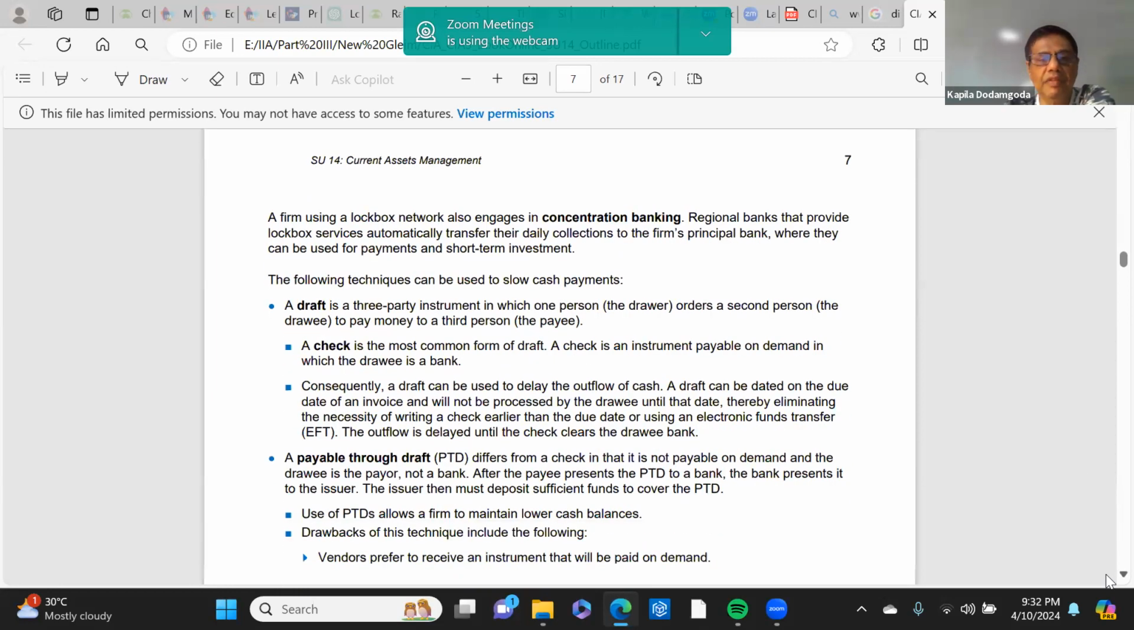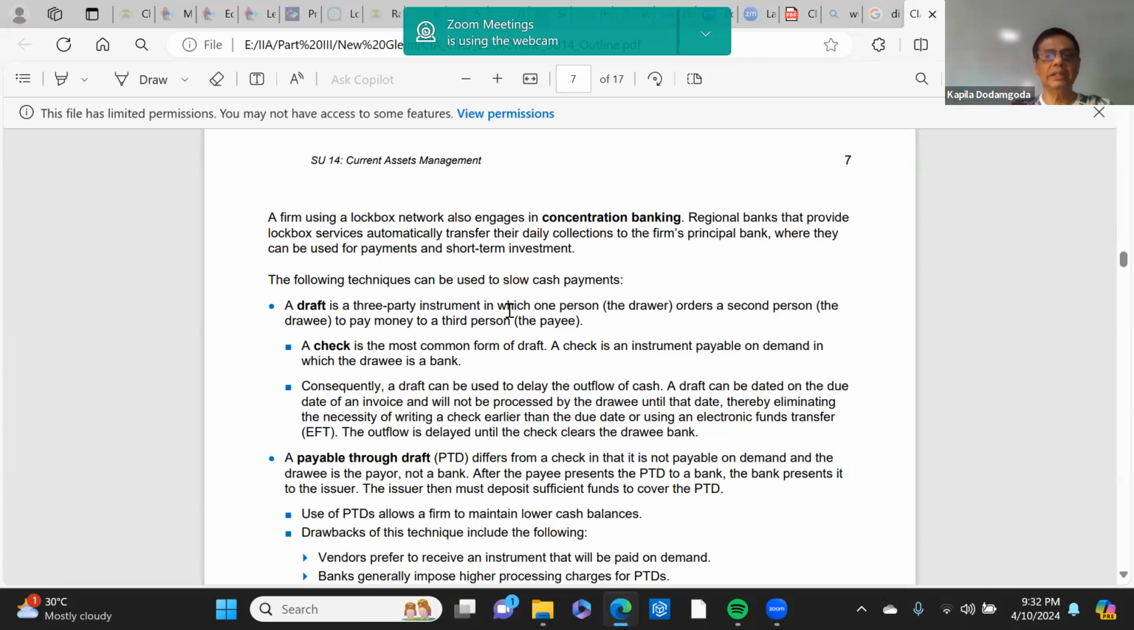We speak of draft. A different type of draft is a 3-party instrument. Obviously, when you say a draft, there is a person who is the drawer. I am issuing a draft. That means I am the person who is ordering. A second person, who is the drawee, is to pay money to a third party, that is a payee. So there's a drawer, in between drawee and then payee.